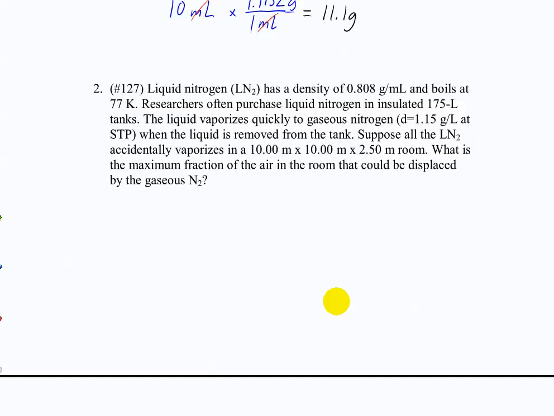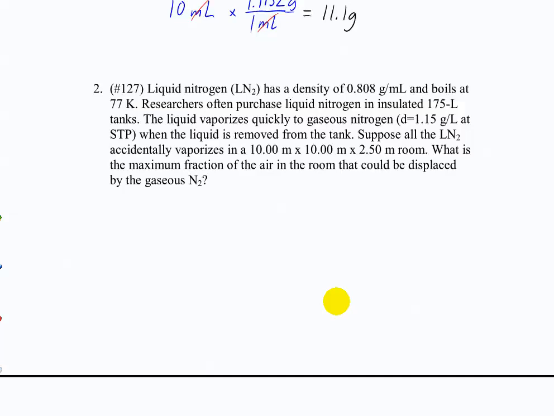Suppose all the liquid nitrogen accidentally vaporizes in a 10 by 10 by 2.5 meter room. What is the maximum fraction of the air in the room that could be displaced by the gaseous nitrogen? This is actually an important problem that some people have to do sometimes when they talk about where to store nitrogen or where to transport large containers of nitrogen. Because if something catastrophic does happen to that tank and the liquid nitrogen goes into the room, is everyone going to die because they're out of air? Or is there still going to be plenty of air left in that room? So, see if you can figure this one out.